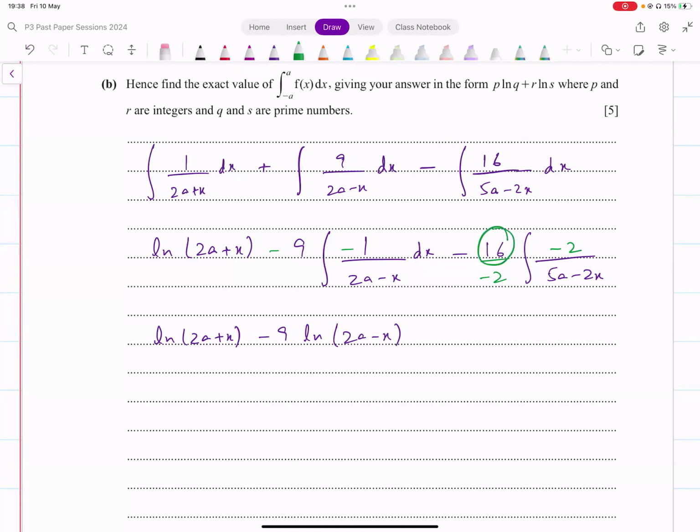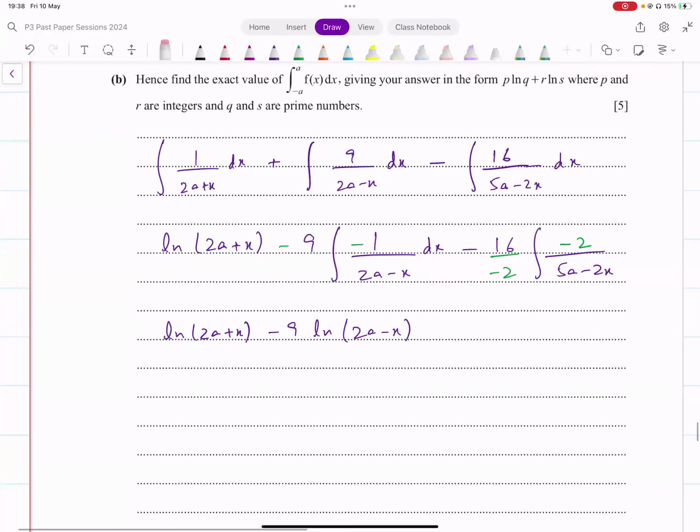Write the constant outside. And then since you want minus 2 in the numerator, you say, let's put minus 2 here. And to balance that, put minus 2 outside in the denominator. And now this is also ln form. Minus 16 over minus 2 becomes plus 8. So we have plus 8. This is ln form. We can integrate this to ln of 5a minus 2x. And that's our integration done. Okay, so we're done with the integration part.